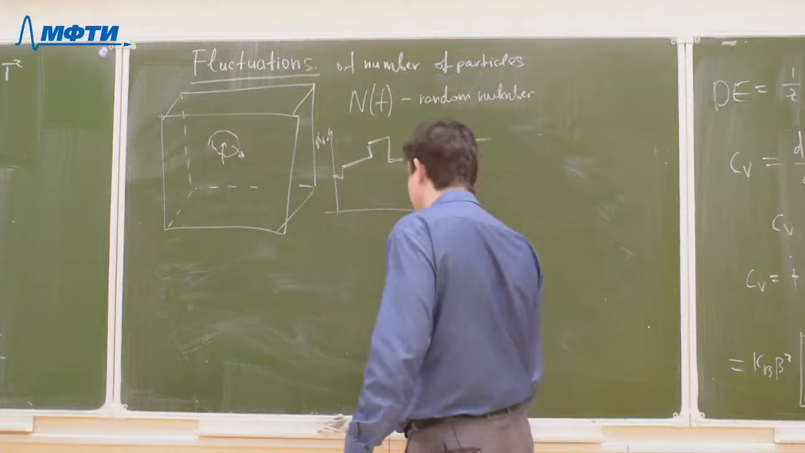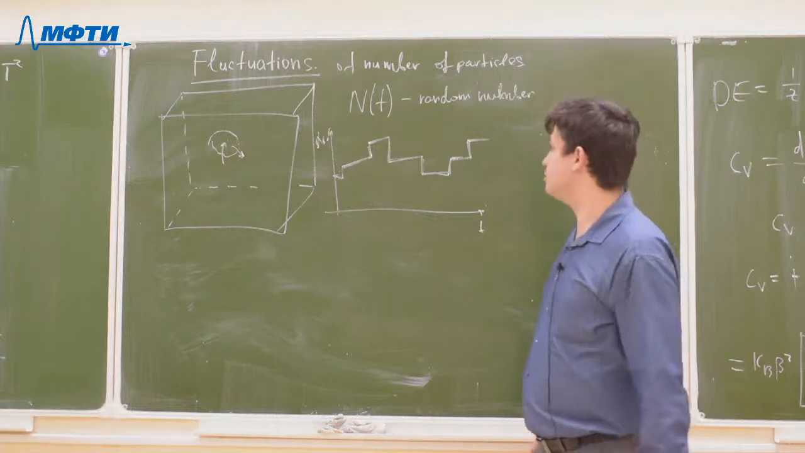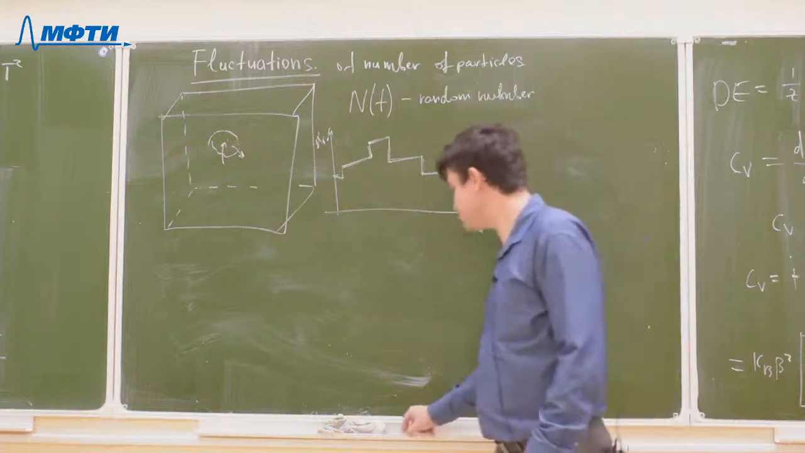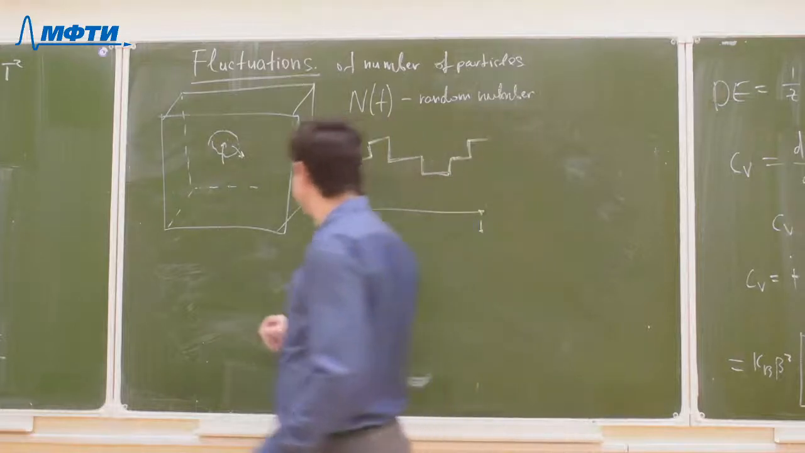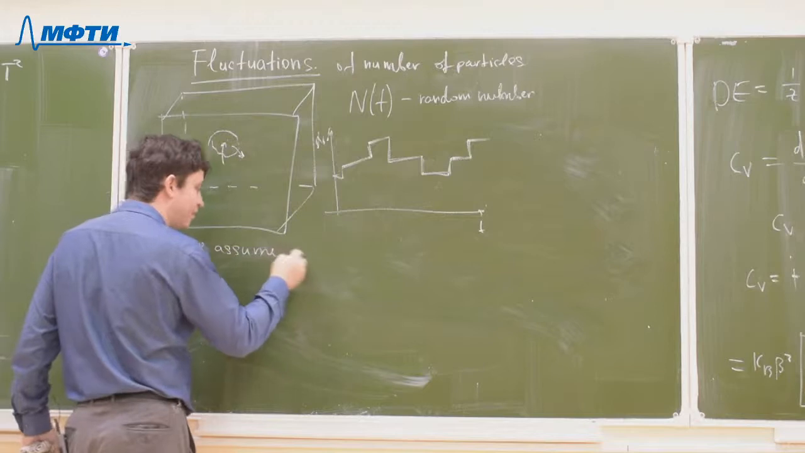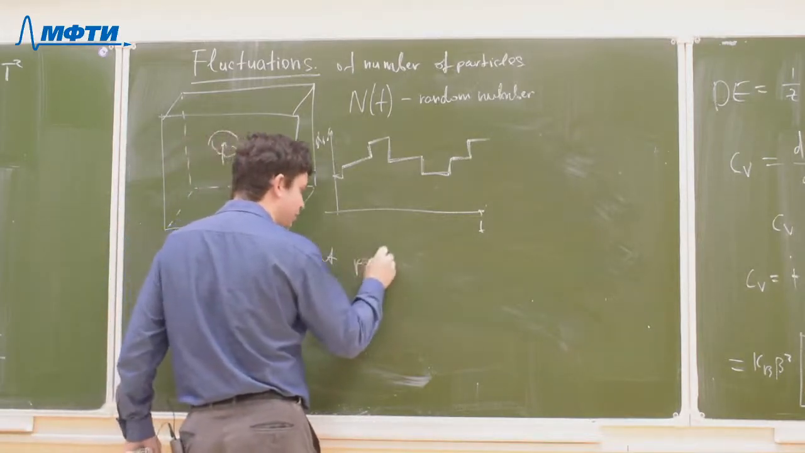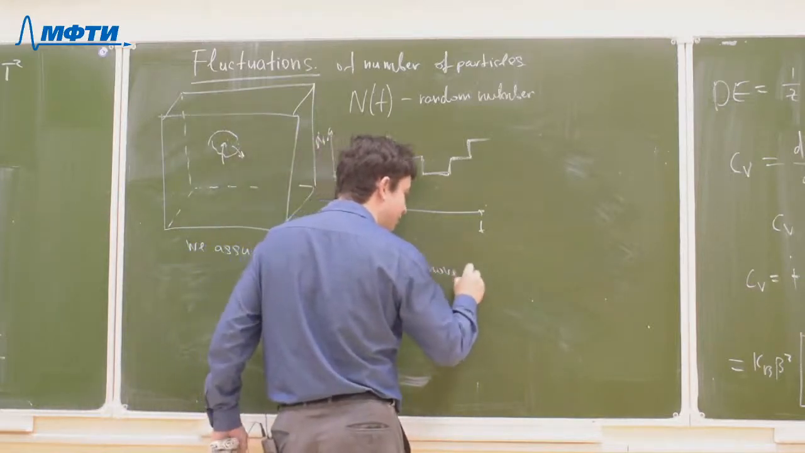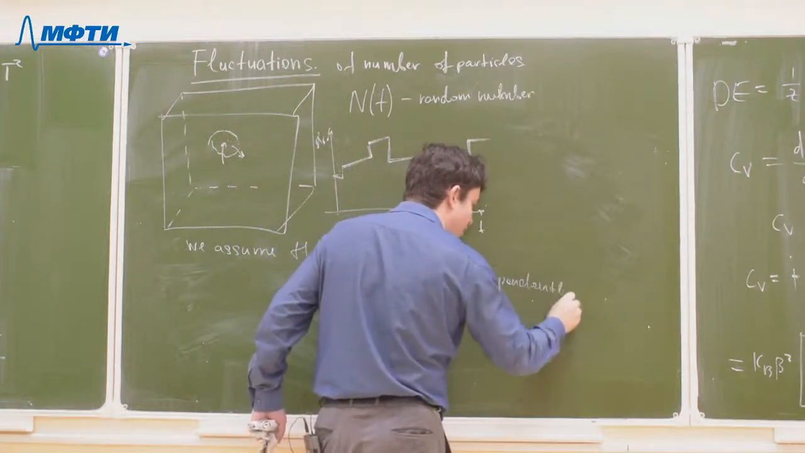So for calculation of this number, first of all, we need to get some idea about a distribution function for the number of particles inside this volume. So let's get with this distribution. In the ideal gas, we assume that particles move independently and randomly.